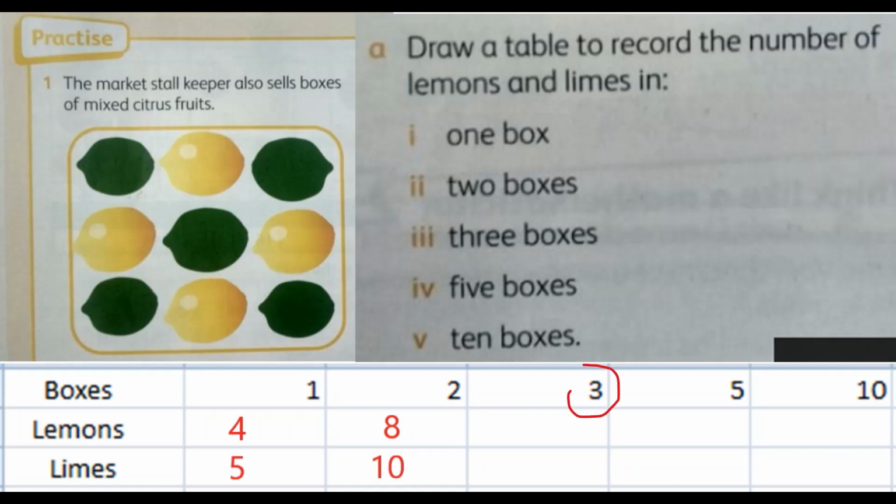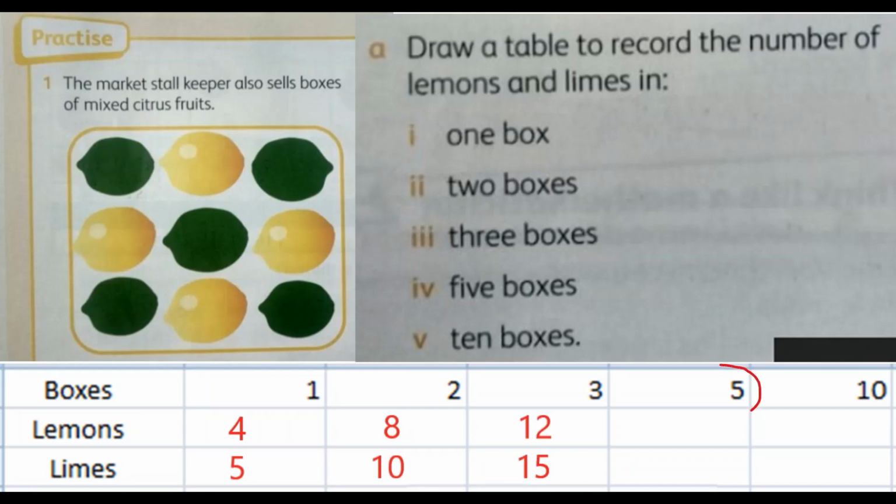For 3 boxes, we do the same thing. We're going to multiply the 4 lemons and the 5 limes by 3. And for 3 boxes, we'll have 12 lemons and 15 limes.